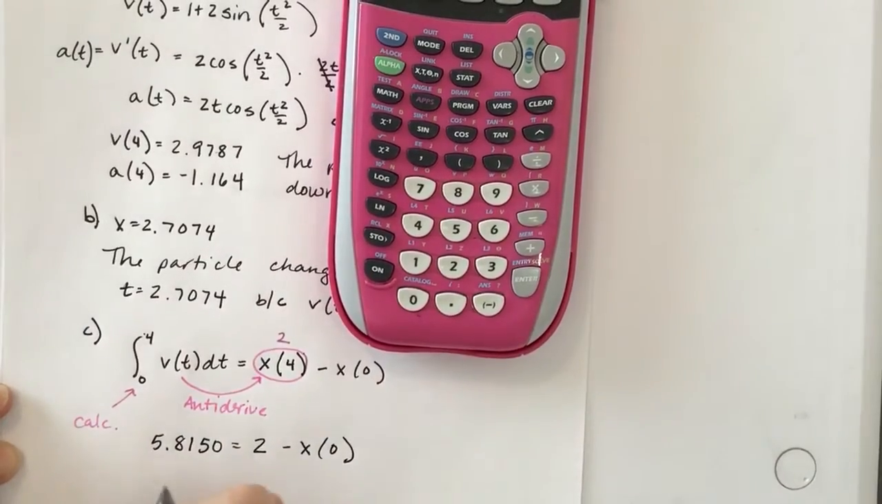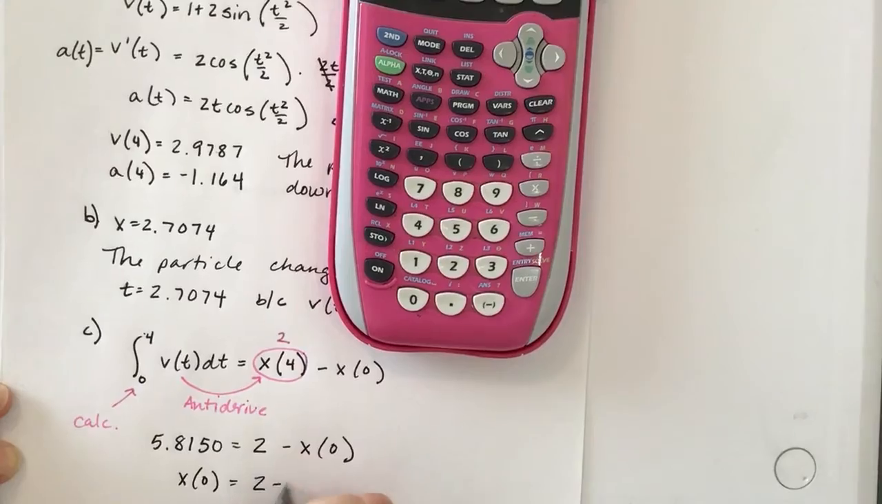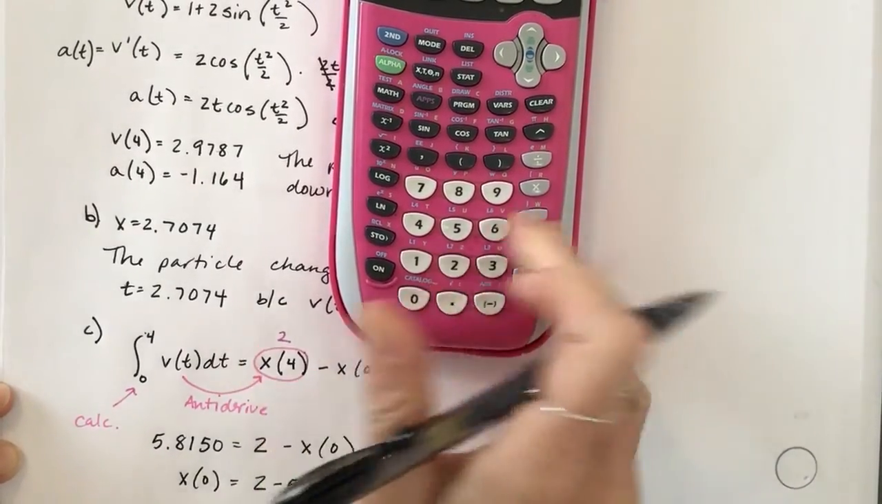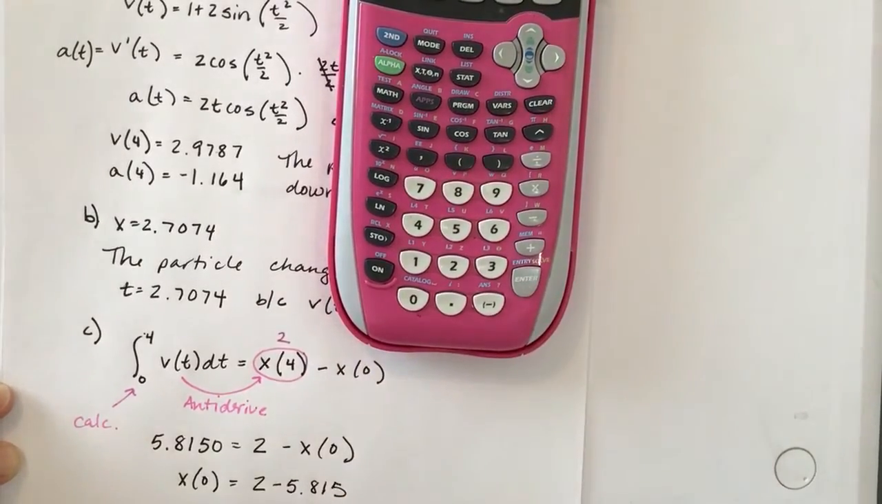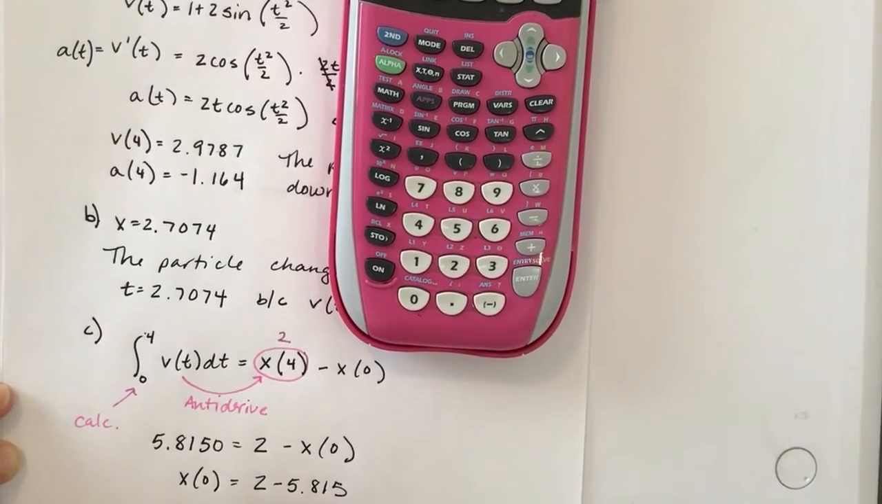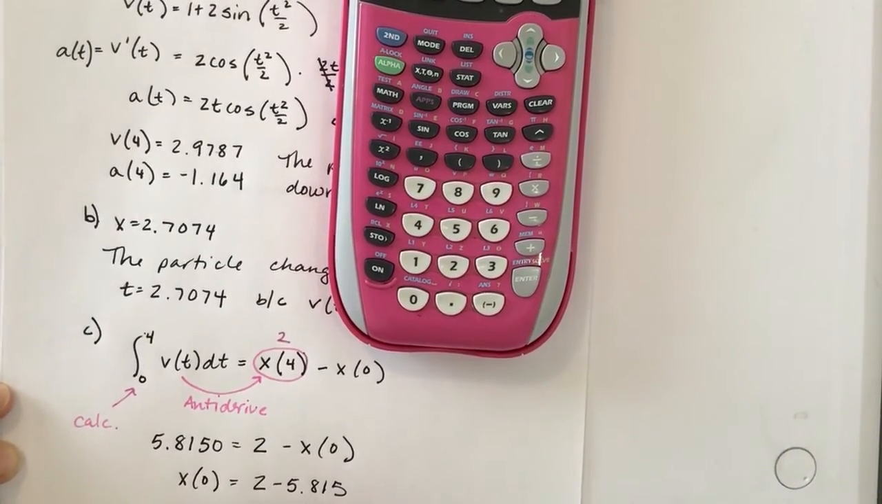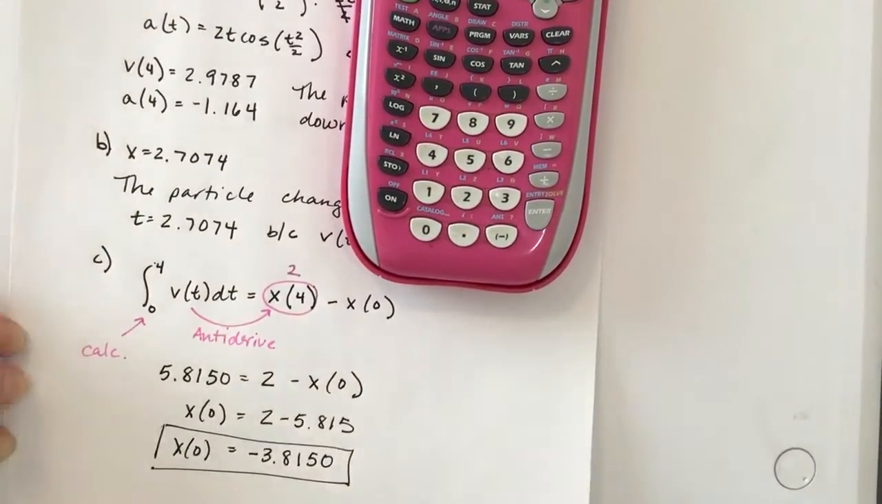So I'm going to move this over. So x of 0 is equal to 2, and then I'm going to subtract the 5.815. So this is 2 minus this, and that's going to give us a negative. So I get x of 0 is negative 3.8150. And you guys probably can't see that. There we go. There it is.